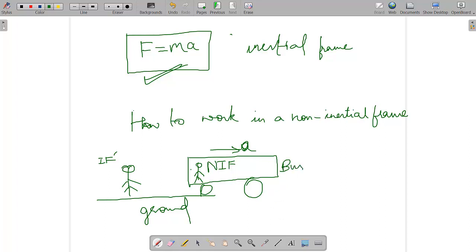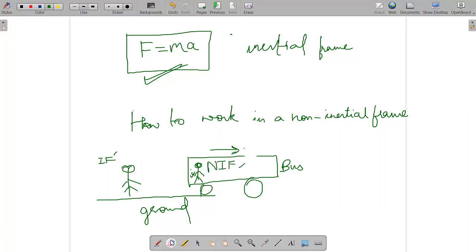See, this is a bus. If someone asks whether the reference with which this person is looking, the reference of the bus, is an inertial frame or a non-inertial frame? And if I tell that the bus is moving with a constant speed v, there is no acceleration, that means there is no change in velocity. So if it is like that, then it is an inertial frame.